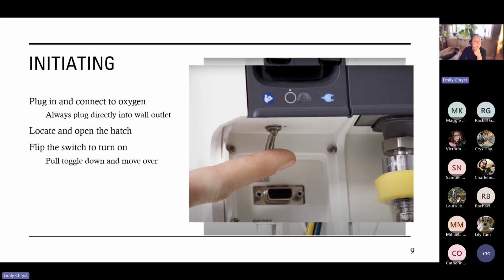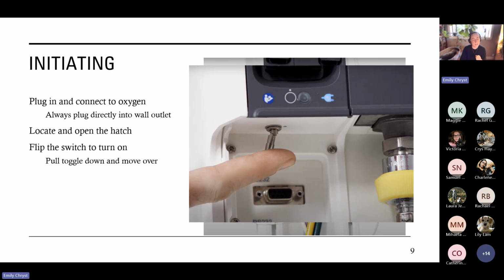So when we're talking about initiating ventilation, first thing we're going to do is plug it in and connect it to oxygen. And we always want to make sure that this is plugged directly into a wall outlet and not a power strip. You're going to locate and open the hatch. This is probably, in my experience, the hardest part, because I always forget where this little hatch is on your ventilator. And then you're going to flip the switch to turn it on.